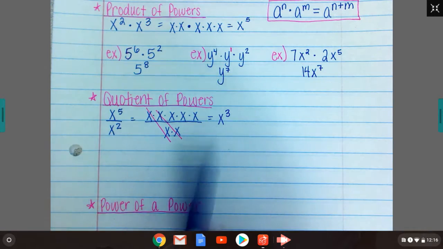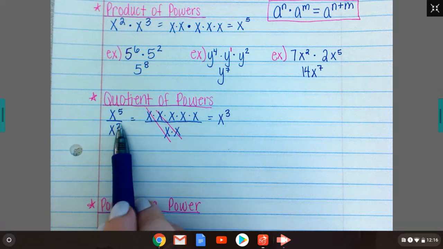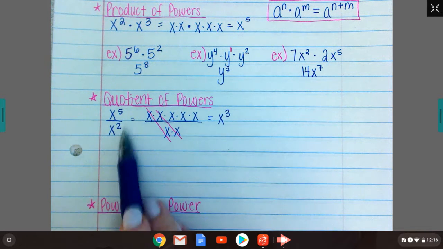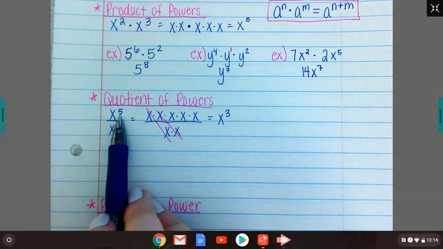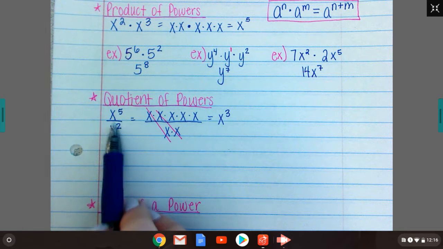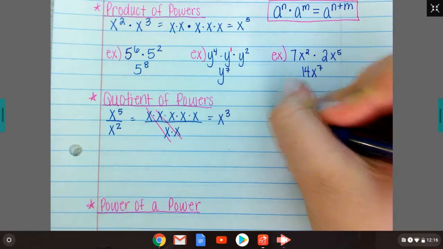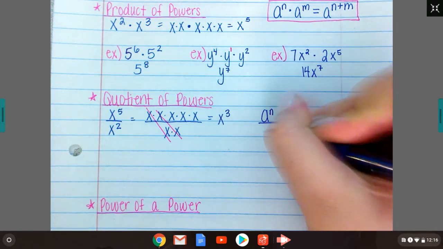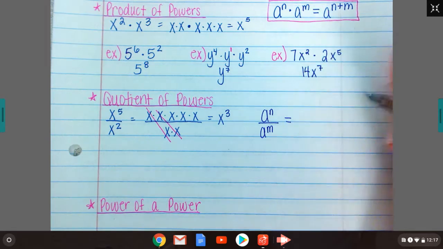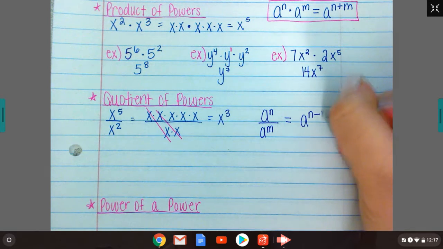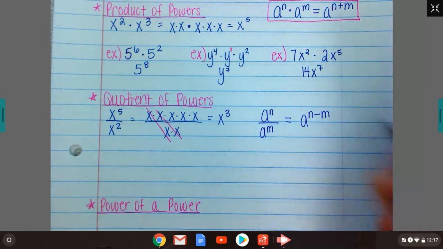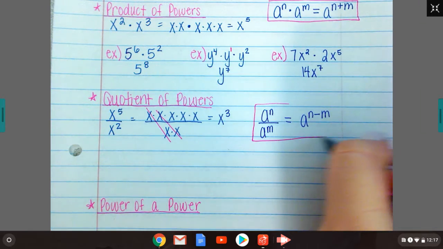So looking from the left to the right, x to the 5th over x squared equals x cubed. It was a subtraction, and I remember this one by noticing 5 minus 2, like the minus as if it's the fraction bar. So 5 minus 2 is x to the 3rd. So our rule here is if I have a to the n over a to the m, that's equal to a to the n minus m. So top minus bottom.